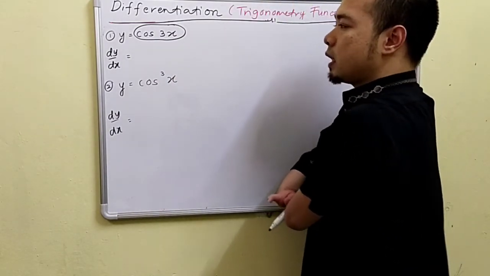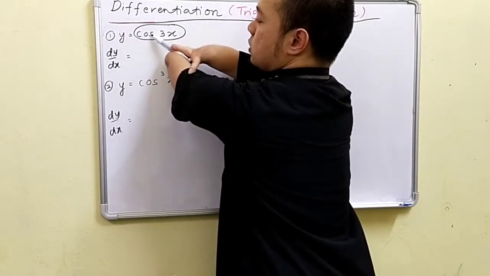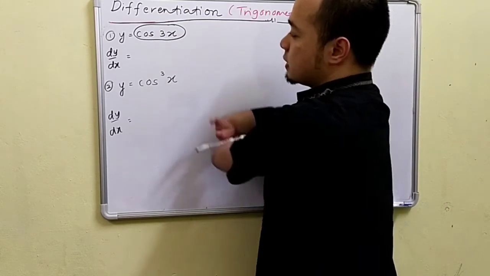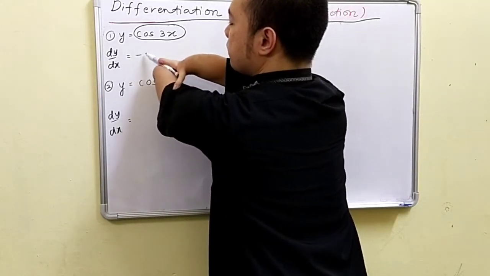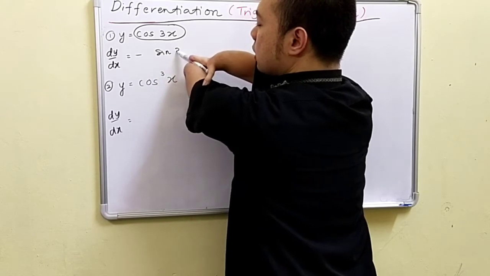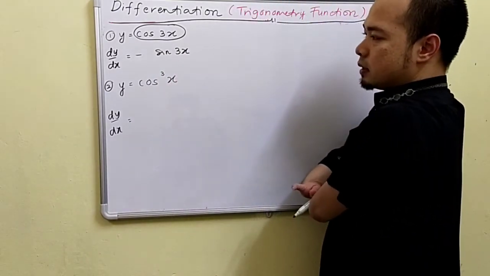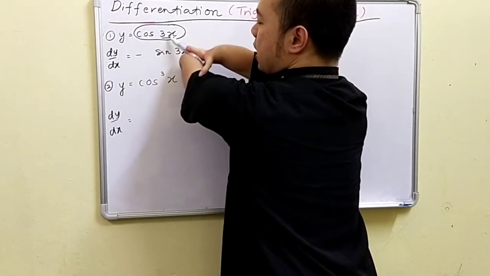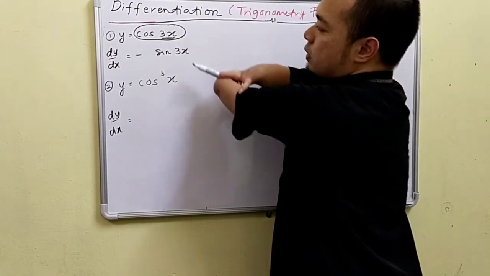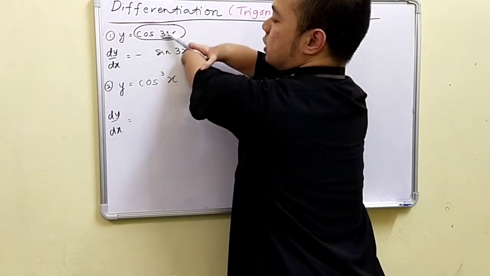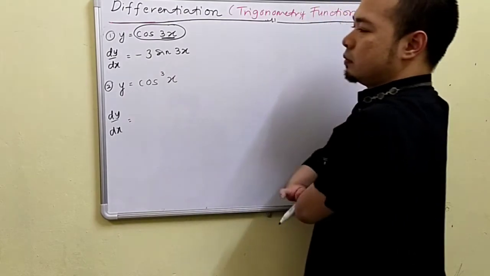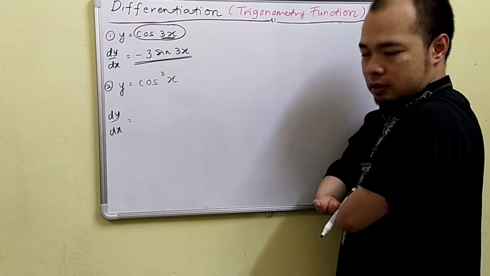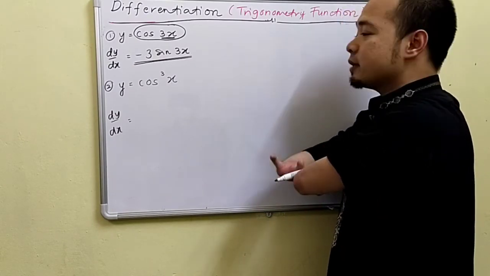So outside, what type of function is this? Cos function. So when we differentiate cos function, we will get negative sign. So it becomes negative sine 3x. Why do I make a space over here? Because I will know that I must differentiate the inside. So what is the inside? 3x. Differentiate 3x, I will get 3. So the answer is negative 3 sine 3x. Just like that.